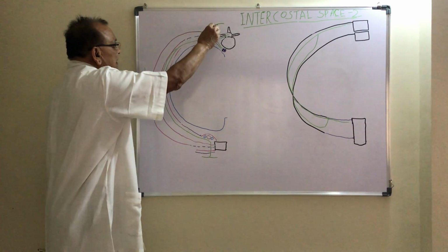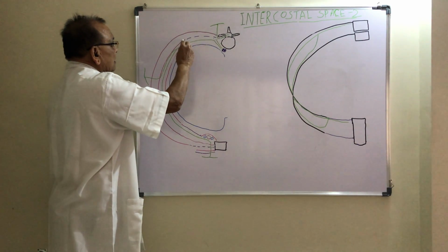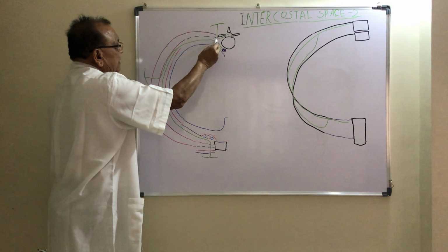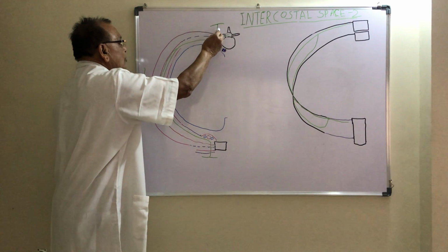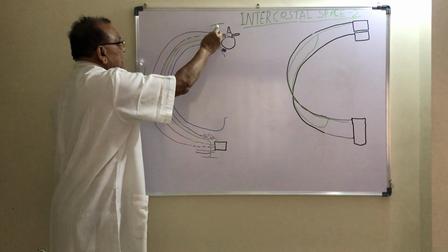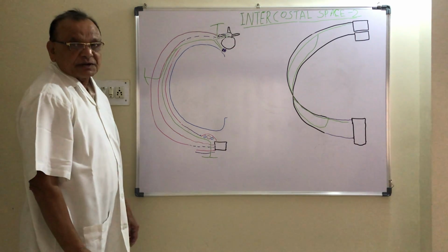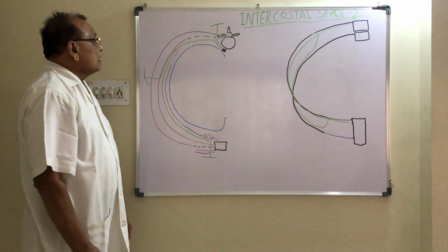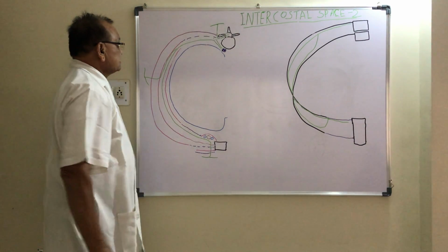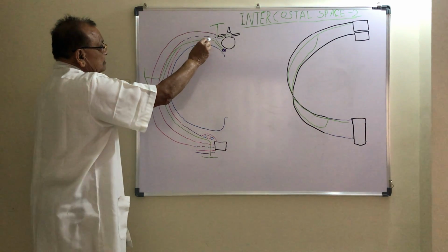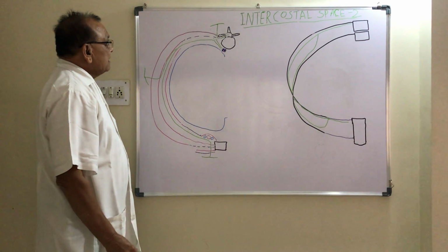The posterior primary ramus passes backward, pierces the internal intercostal membrane and external intercostal muscle of the back of the thorax, and divides to become a cutaneous nerve. This cutaneous nerve is known as the posterior cutaneous nerve, which divides into medial and lateral branches. The anterior primary ramus of the thoracic nerve is called the intercostal nerve.